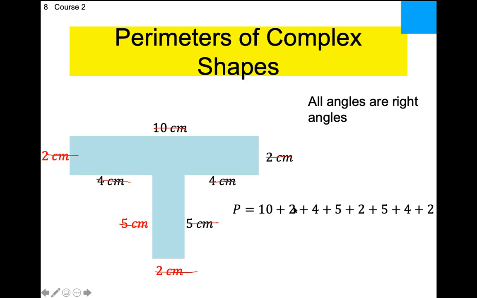10 plus 2 is 12, plus 4 is 16, plus 5 is 21, plus 2 is 23, plus 5 is 28, plus 4 is 32, plus 2 is 34. I'm getting 34, but I easily could have made a mistake there. You don't have to do this in your head, okay? Questions?